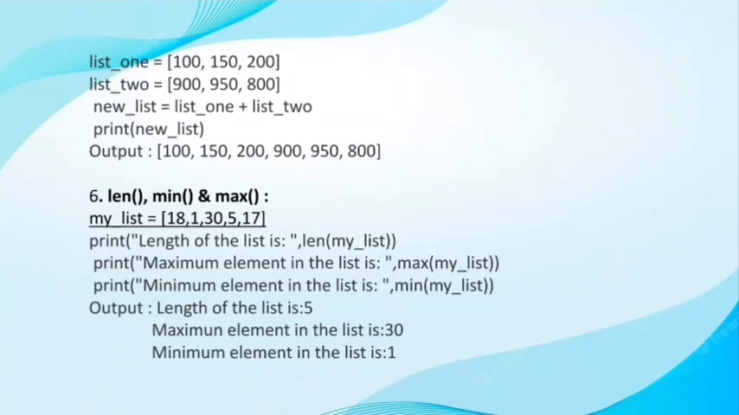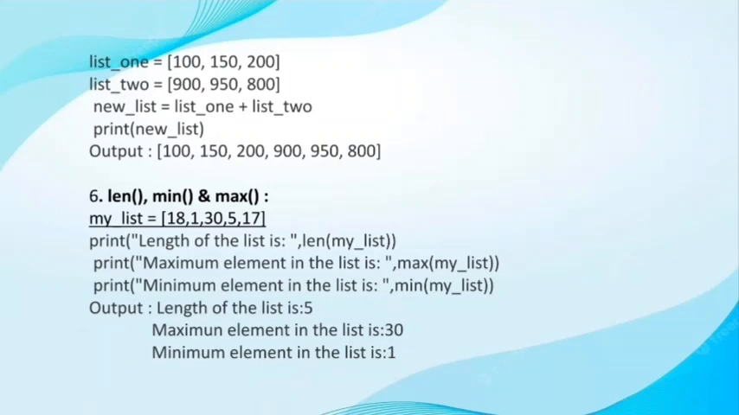Whereas the sixth operation is finding the length of the list, and finding the minimum and maximum values present in the given list. First, the length of the list is nothing but len of name of the list. There is no special syntax for it. Just give some elements to your list and give len of mylist, and it prints the length of the list. If 5 elements are present, it gives 5, and there will be no problem using this.